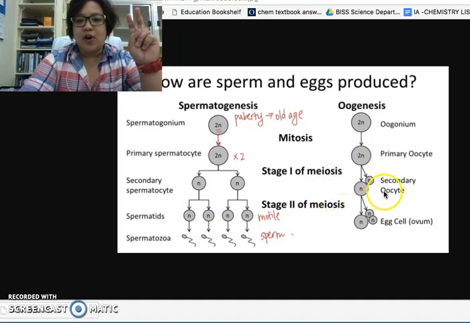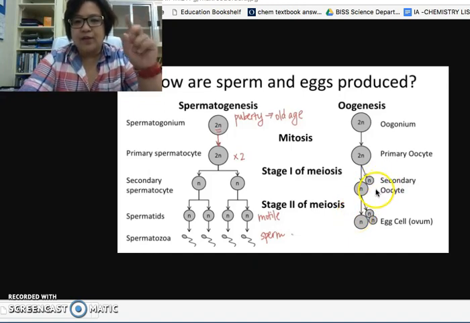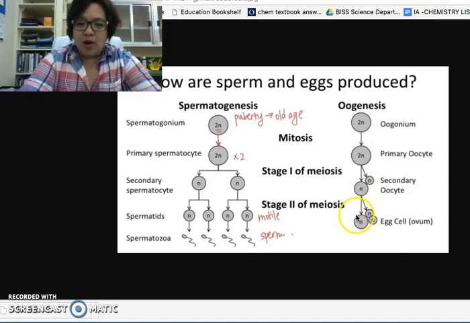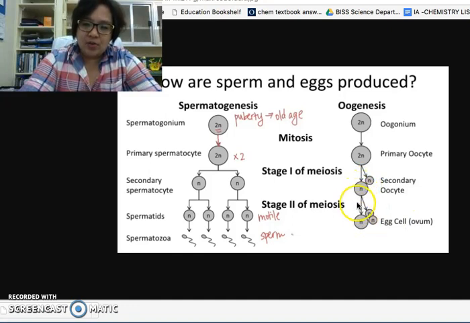For females, you ovulate a secondary oocyte. After stage 2 of meiosis, it continues to divide into 1 large egg and 2 extra polar bodies. The sperm, when it unites with the egg, that's the only time we call it an egg. So at this stage, we call it the secondary oocyte right here. Upon fertilization, stage 2 of meiosis will continue to form an egg.